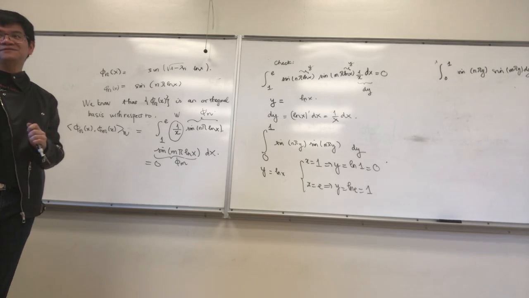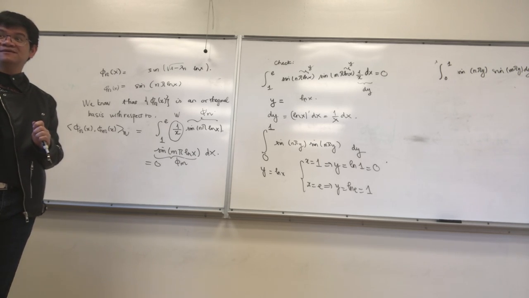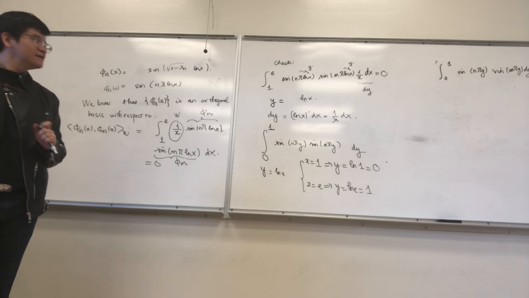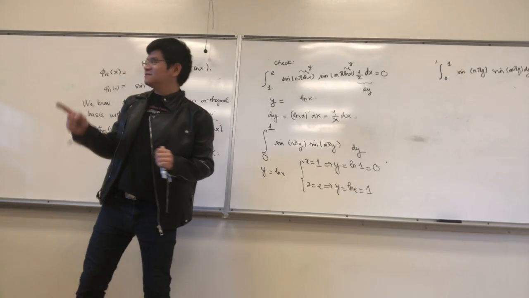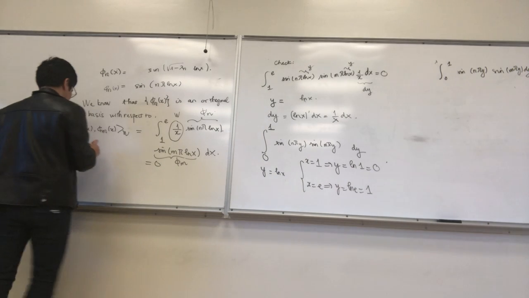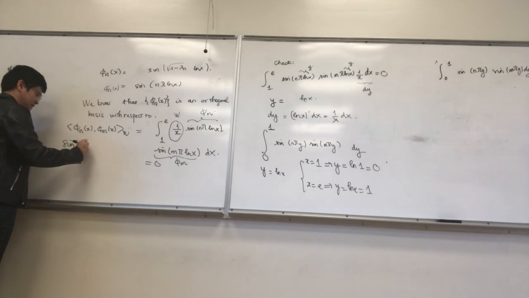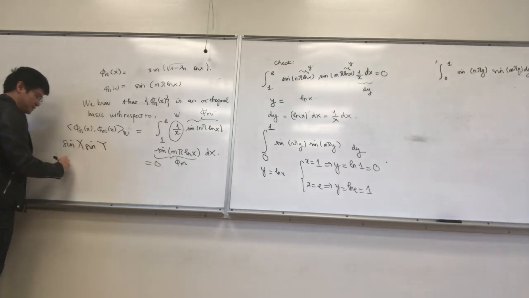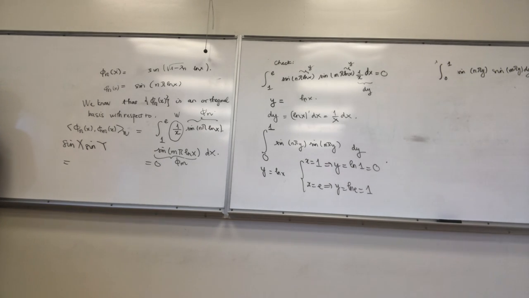What is sinus times sinus? Isn't it a cosine minus one? Isn't the identity like cosine minus one, something like that? No. I want to know what is the formula for sinus x, sinus y. What is it? We use it several times. What is this formula?